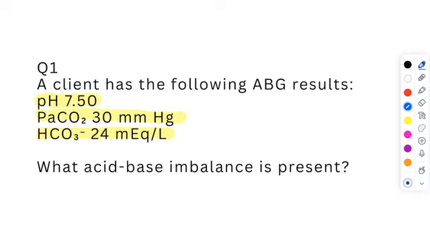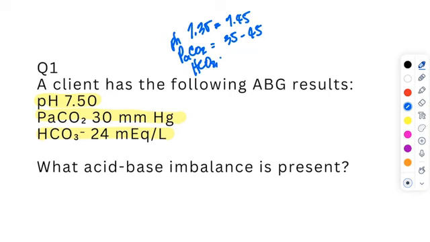Okay, so the first thing you usually want to do is to know the normal, right? So we have a pH with a normal of 7.35 to 7.45, a PaCO₂ of 45, and then a bicarb of 22 to 26. So when you're taking your NCLEX, you always have this 8 by 11 eraser board so you can write it down so that you don't get confused.